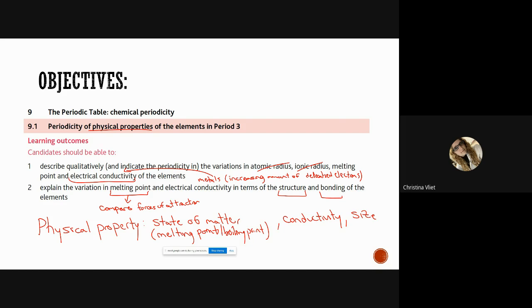It says, explain the variation in melting point and electrical conductivity in terms of structure and bonding of the elements. And it says for period 3. What are our elements in period 3? So we're going to be looking to compare sodium, and then what else? Magnesium, aluminum, silicon, phosphorus, sulfur, chlorine, and argon. These are the comparisons that they're going to make in periodicity.